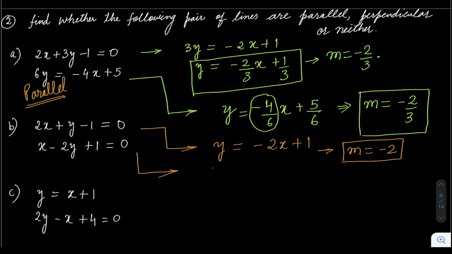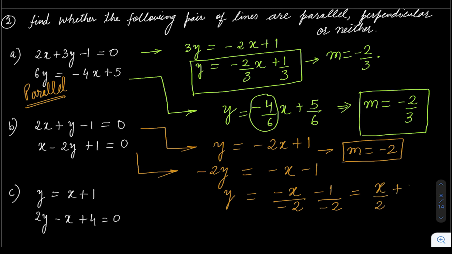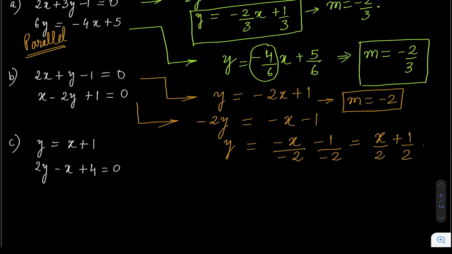Now let's find gradient for this line. So what I will do is I will separate y. So -2y equals -x -1. Divide everything by -2. So -1 over -2, which is nothing but x over 2 plus 1 over 2. So this is my y value, and which will give me my gradient as 1 over 2. Gradient is 1 over 2.